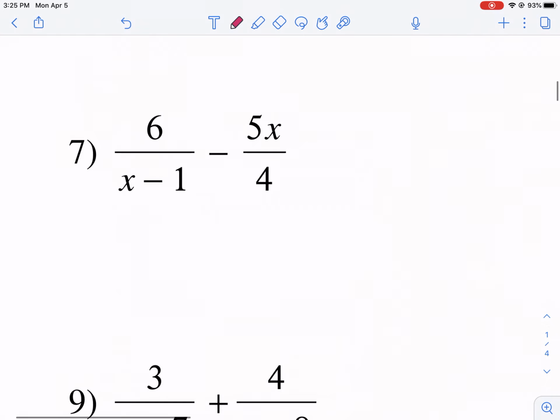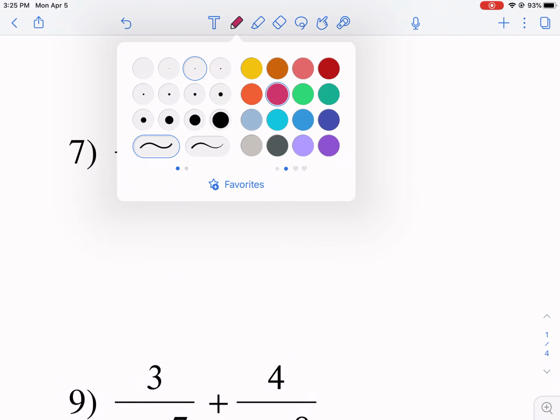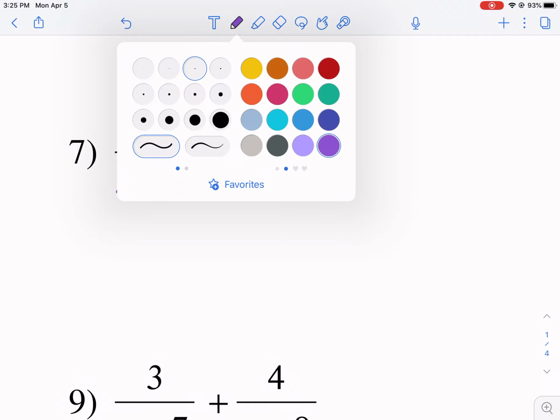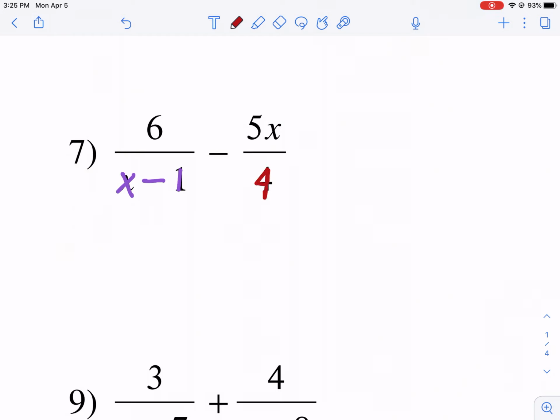Let's go back to 7. So if we're looking here at 7, we recognize, let me change this to a different color that you can recognize, if we have x minus 1 here, and we have 4 here, then what we can do is we can multiply this guy by 4, and this guy by x minus 1, and we can find a common denominator that way.